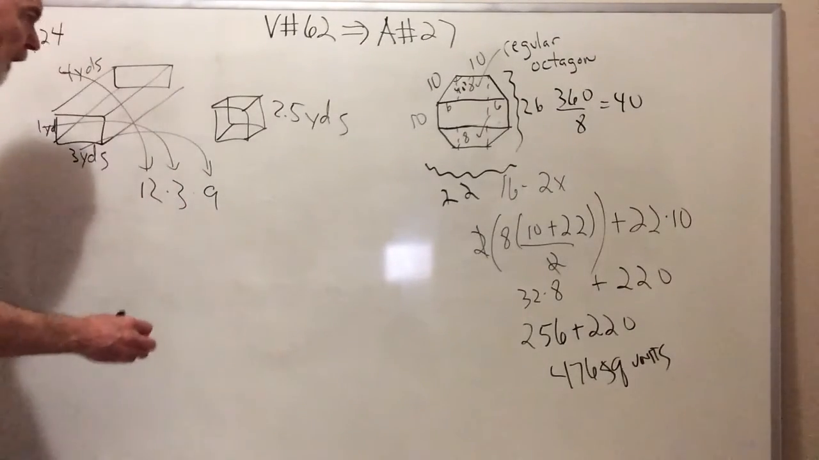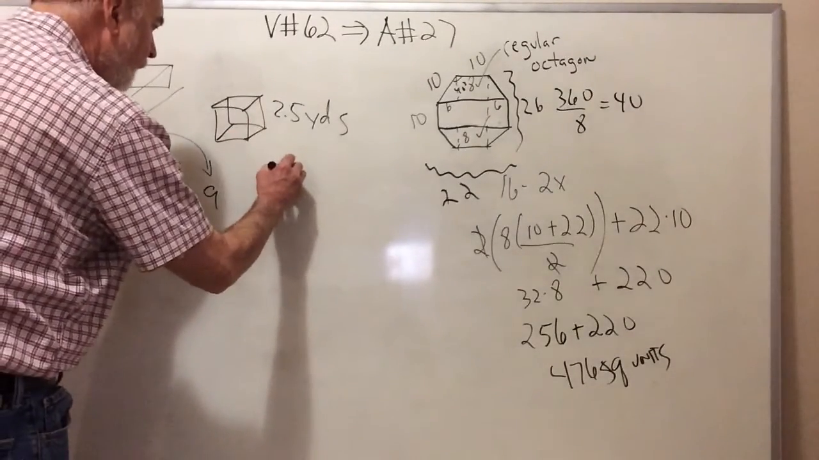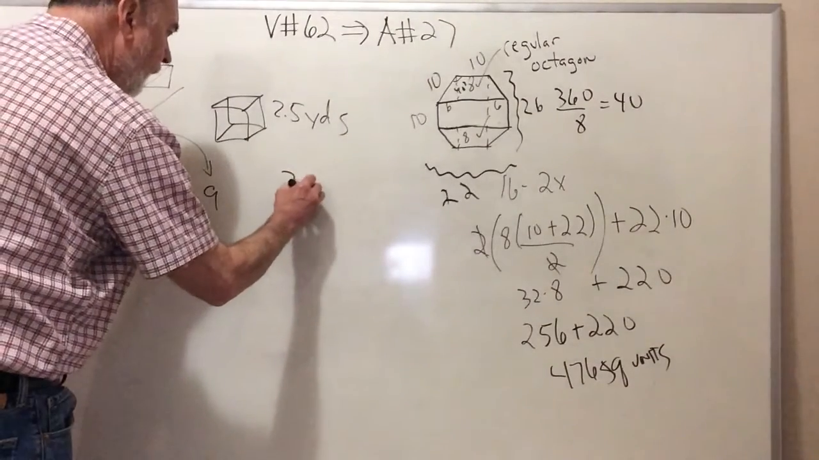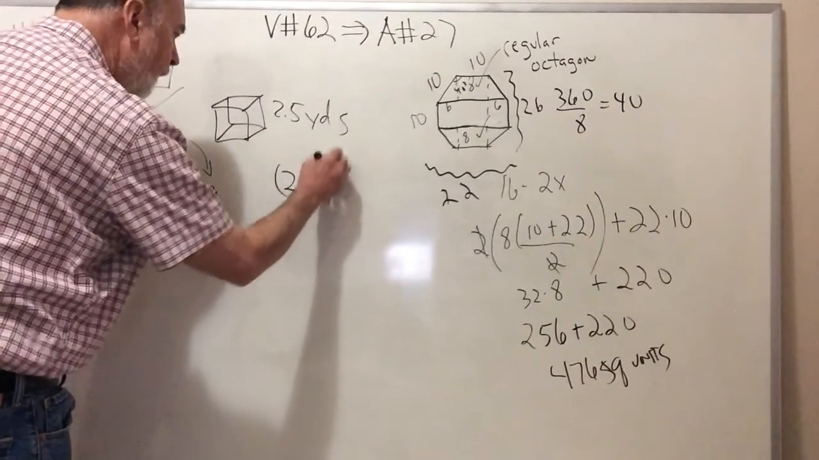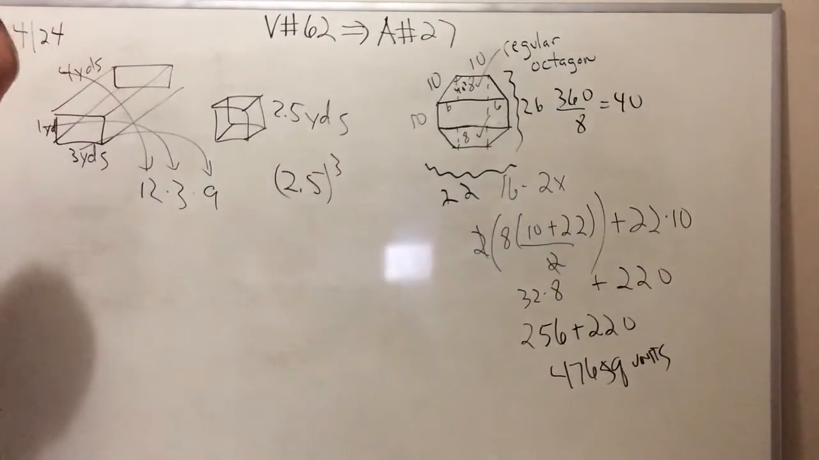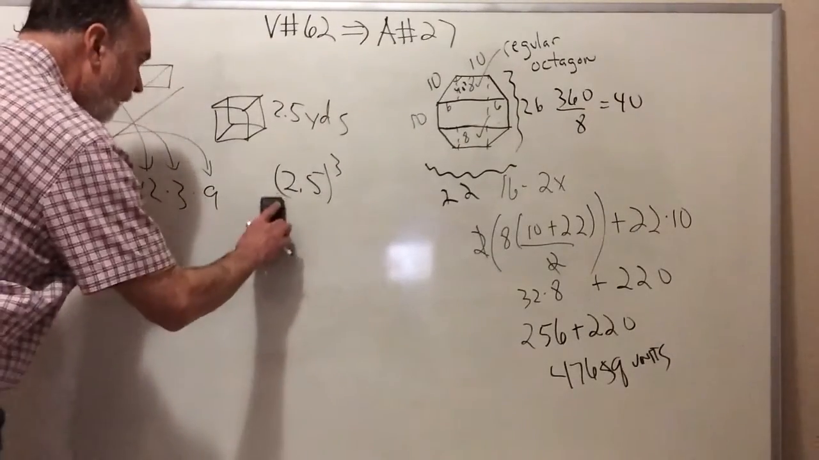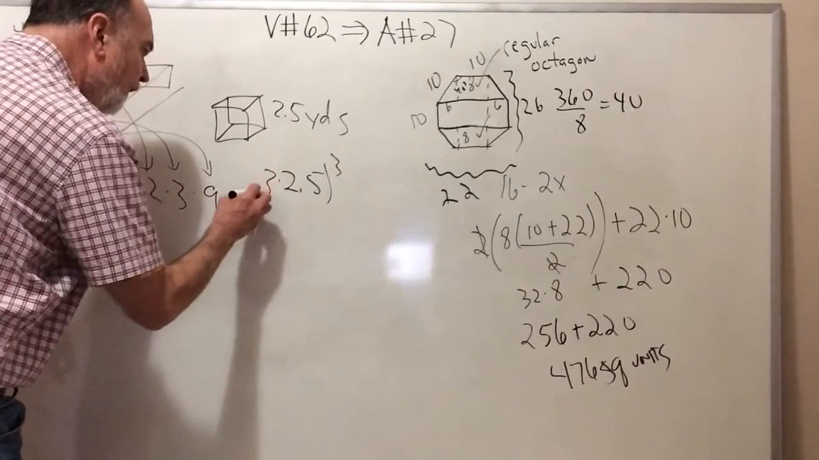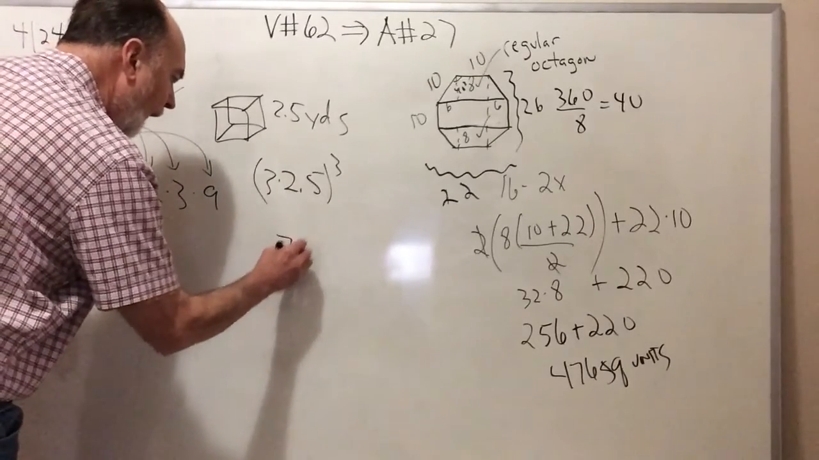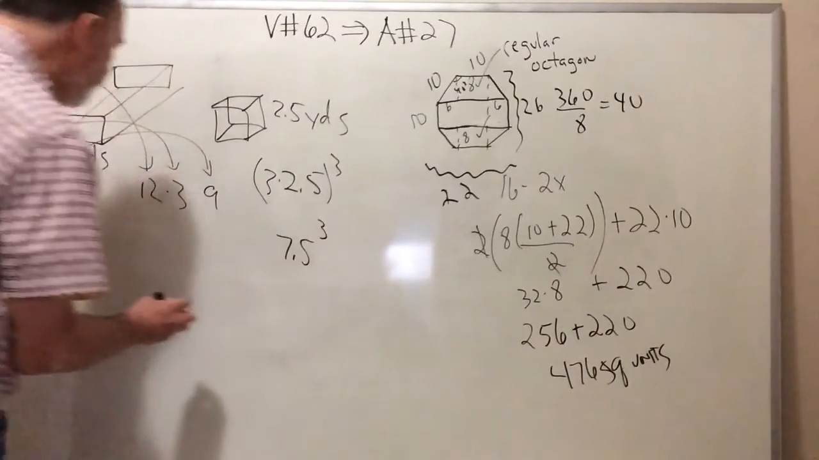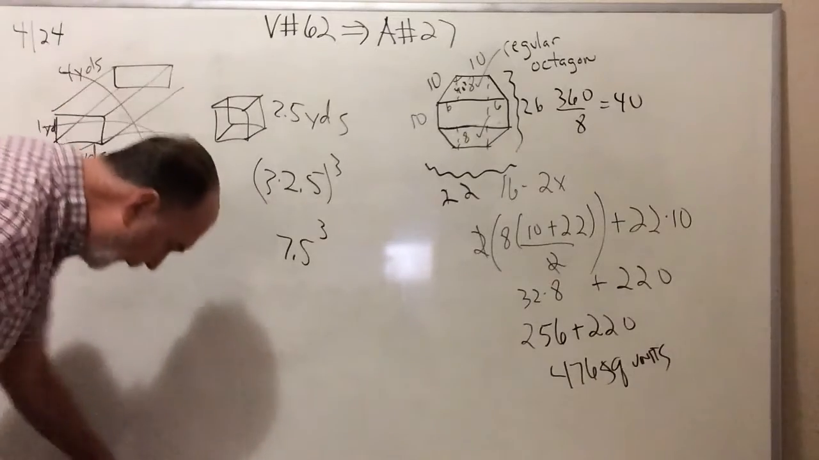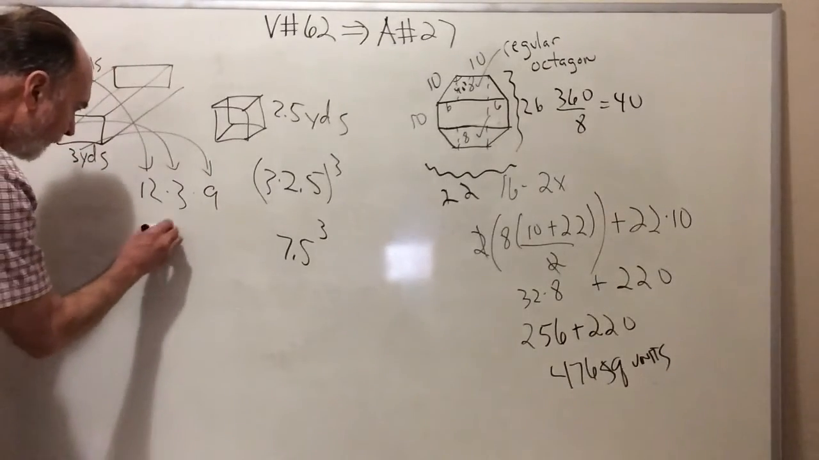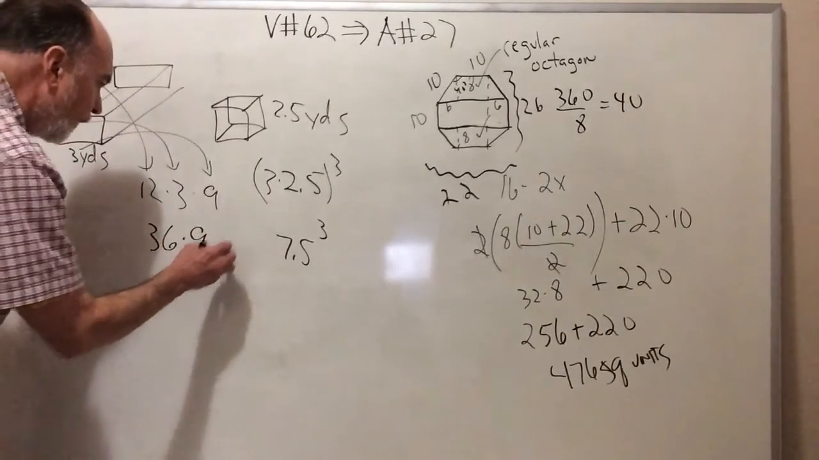And then, of course, I have the cube, which is, again, 2.5 cubed, since that's a cube right there. And 2.5, excuse me, times 3. So that looks like that would be, let's see, 7.5 cubed. And this number would be 36 times 9. And we'll put that on the calculator right now.